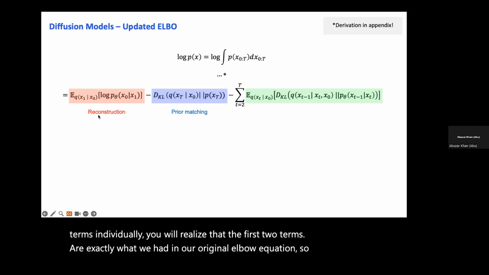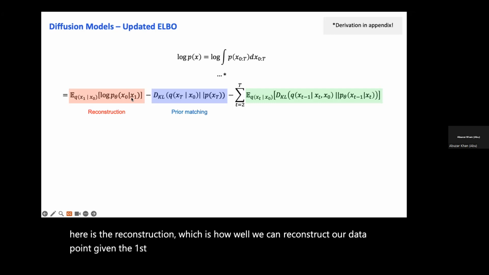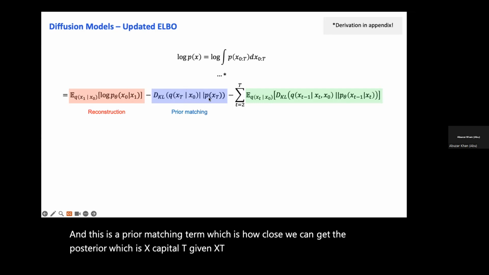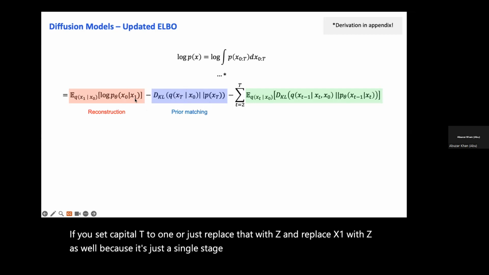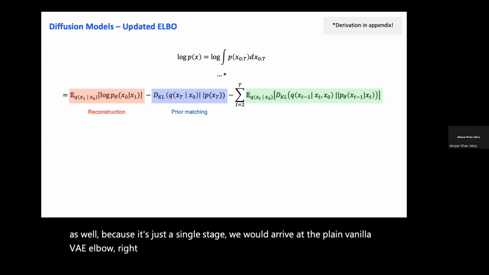So the first term here is the reconstruction, which is how well we can reconstruct our data point given the first or the least noisy version of our data. And this is a prior matching term, which is how close we can get the posterior, which is x capital T given xt, to our prior on that latent. If you set capital T to 1, or just replace that with z and replace x1 with z as well, because it's just a single stage, we would arrive at the plain vanilla VAE ELBO, right? Which is where the equivalence of diffusion models with MHVAEs to VAEs comes from.